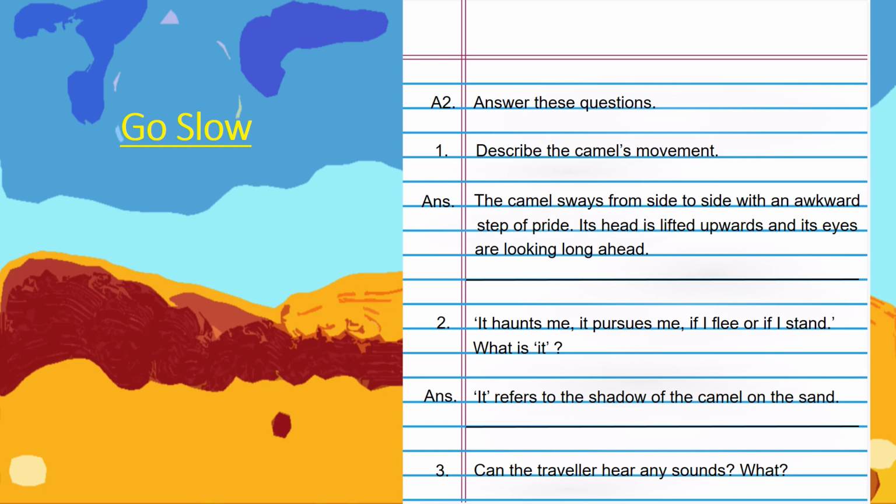After I finish my answer, again draw a straight horizontal line and we copy question 2. It haunts me, it pursues me, if I flee or if I stand. What is it? The answer is, it refers to the shadow of the camel on the sand.